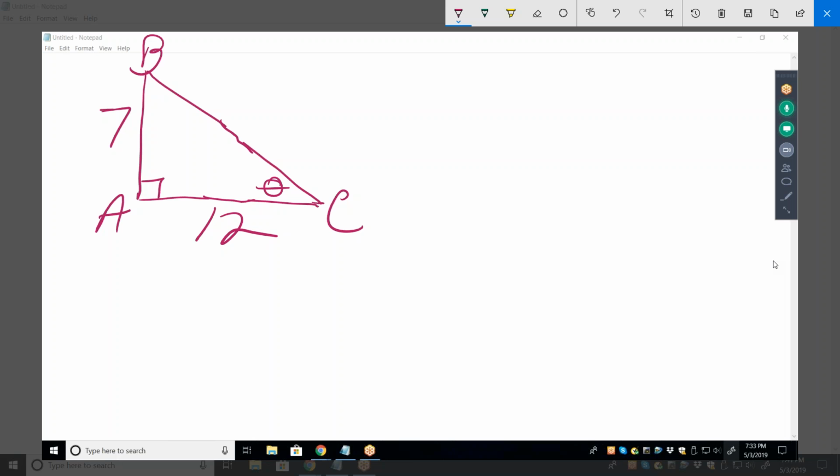Well, hold on. You have to figure out which trig function relates 7 and 12. Just like on the last problem, we had to figure out, no, cosine is adjacent over hypotenuse. We don't have the hypotenuse here. Sine is opposite over hypotenuse. We don't have the hypotenuse. But there is one trig function that doesn't use the hypotenuse. Okay, so tangent of theta equals what? Which makes theta equal what?